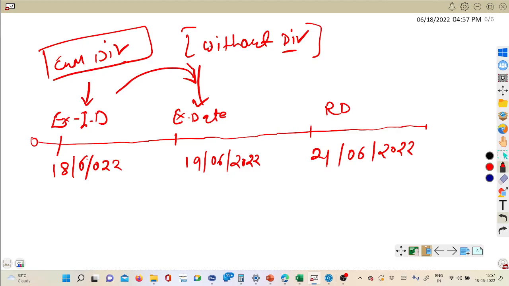Right? So let's say if the ex date is 19 June and ex minus 1 is 18 June, then the minimum requirement to get the dividend benefit is that you should put the request or do the trades on ex minus 1. Simple. Now we know the ex date, right? So before this date you should do the trade in that particular security. Simple.